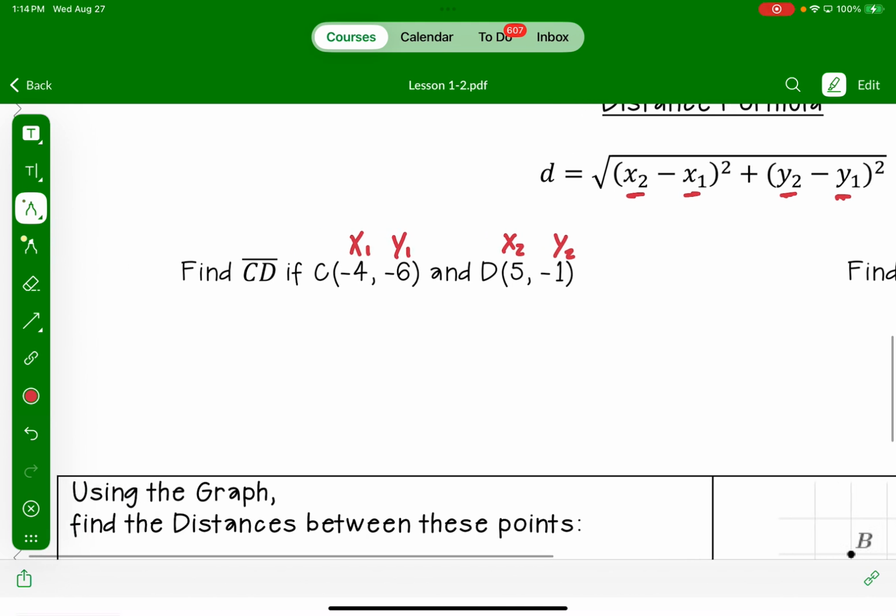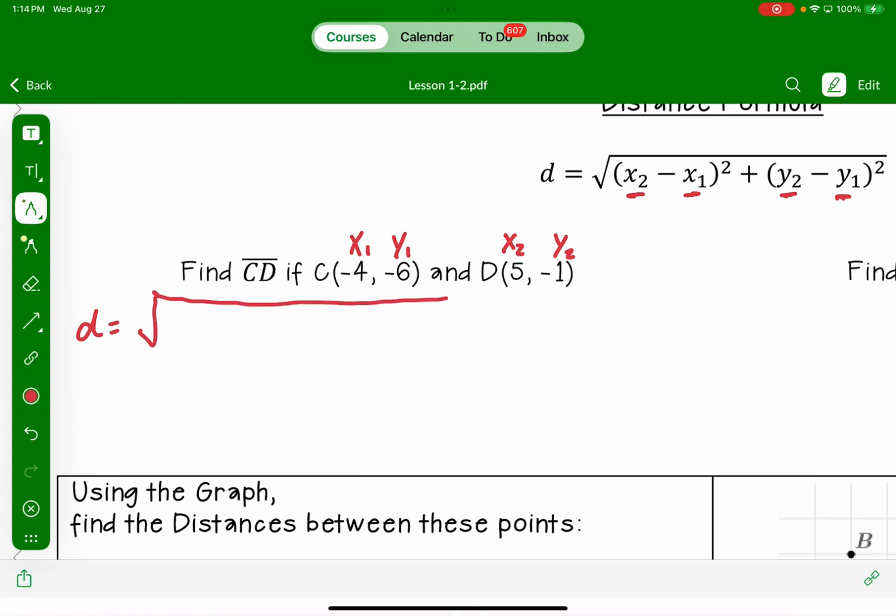So let's see. Distance equals, we're going to draw a big old square root. We're going to start with the parentheses. And then looking at the formula, what term is going to come first? Five. Not negative 5, just positive 5, right? So we're going to take this number 5 and plug it in right there. So it's just 5.